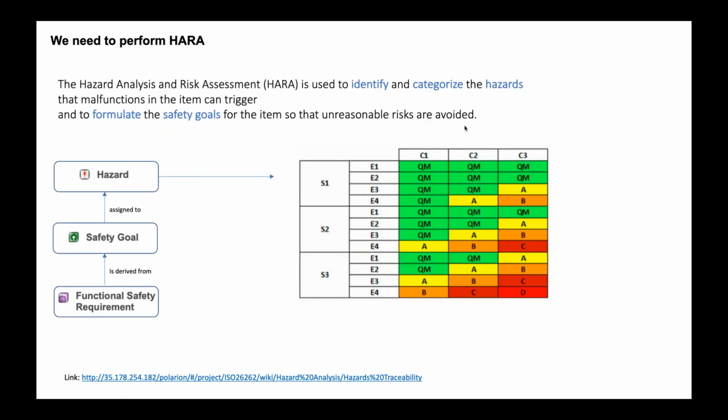So if we start to move towards managing these data inside some kind of system, then we are looking at this kind of data structure. We have a hazard, we have a safety goal, and we have a functional safety requirement. The functional safety requirement will try to achieve the safety goal, and the safety goal is assigned to the hazard. And the hazard has an ASIL level.